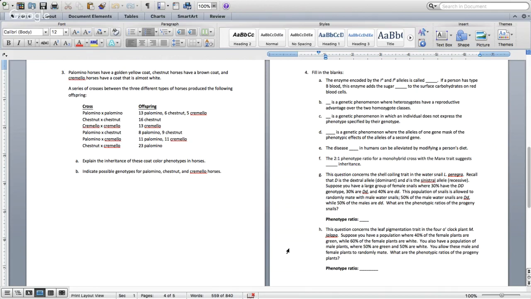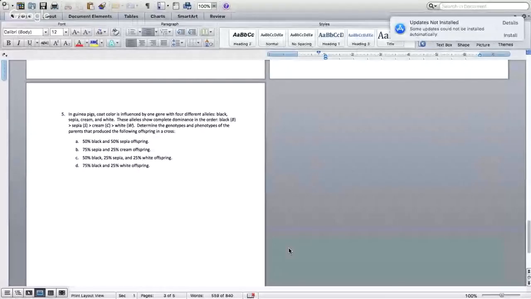A, we have a 1-to-1 ratio of black and sepia, in which case we can assume that the genotypes will be capital B, capital S by capital S, capital S. And the phenotype of that will be a black guinea pig crossed with a sepia guinea pig. B, 75% or a 3-to-1 ratio of sepia and cream offspring. In this case, the genotype will be capital C, capital S with capital C, capital S. The phenotype will be sepia with sepia.